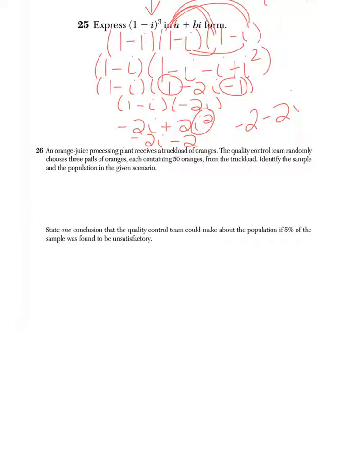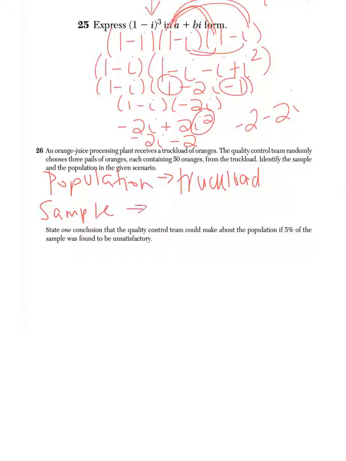So the population comes from the truckload. So the population is the truckload of oranges. The truckload. Okay, and then the sample are the 3 pails that they're choosing. So the sample is the 3 pails of oranges.